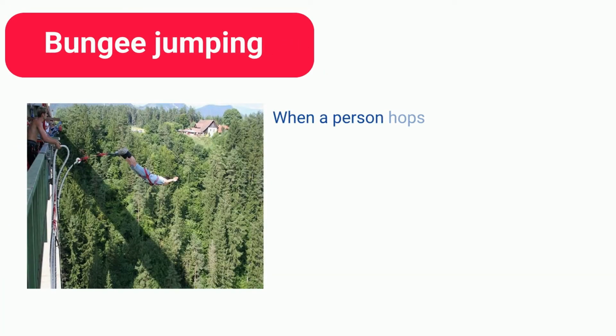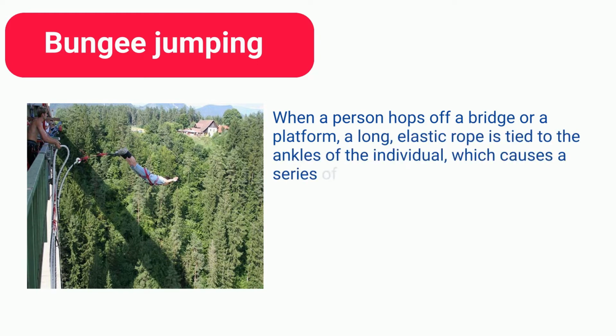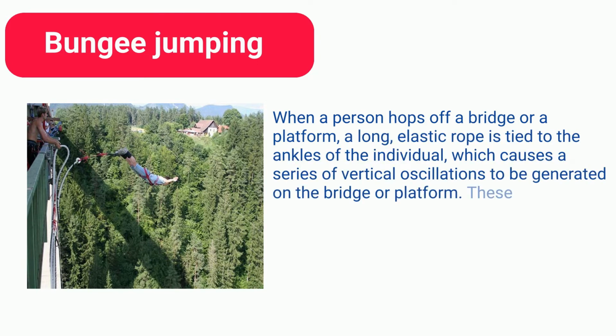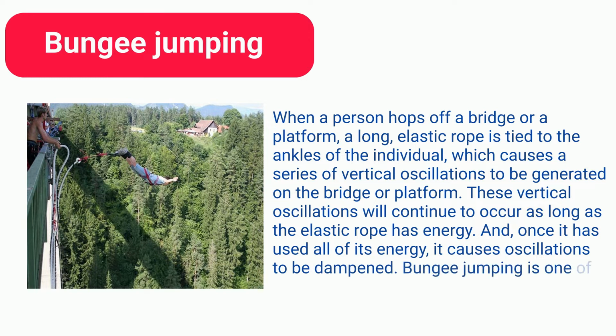Bungee jumping. When a person hops off a bridge or a platform, a long, elastic rope is tied to the ankles of the individual, which causes a series of vertical oscillations. These vertical oscillations will continue to occur as long as the elastic rope has energy. And once it has used all of its energy, the oscillations are dampened. Bungee jumping is one of the best damped oscillation examples.